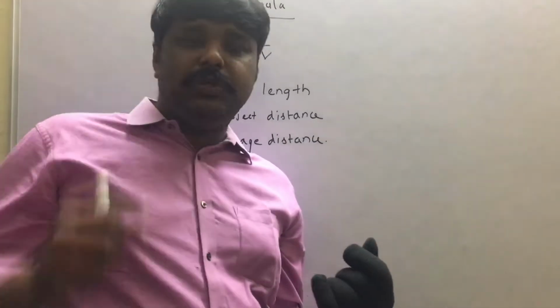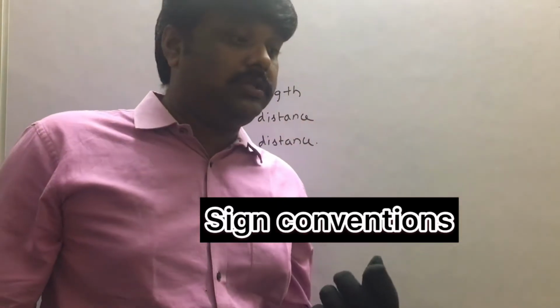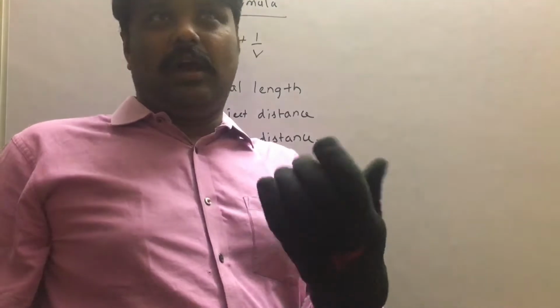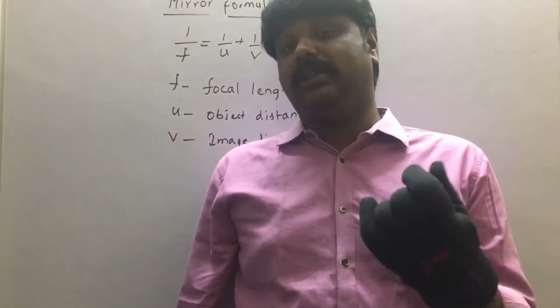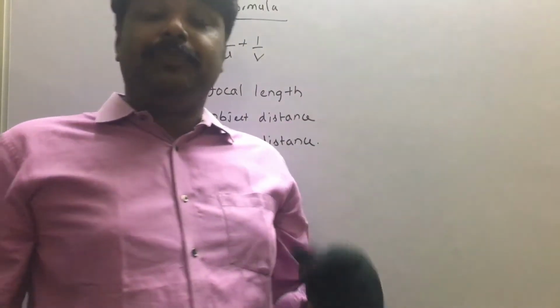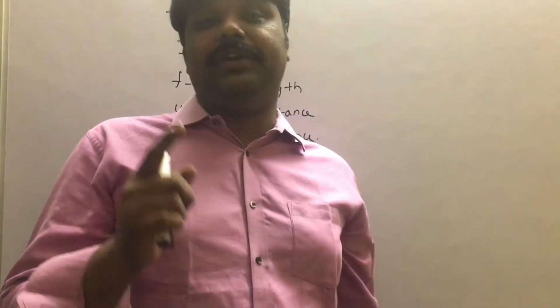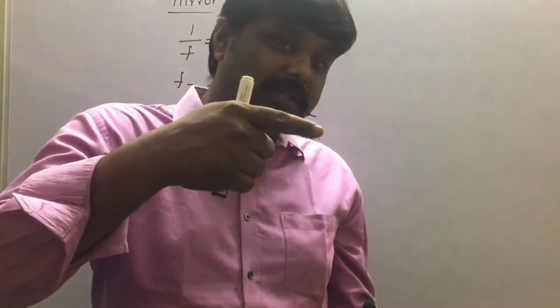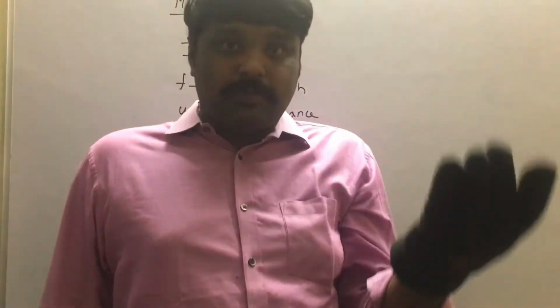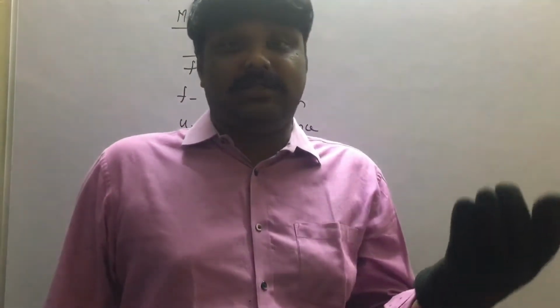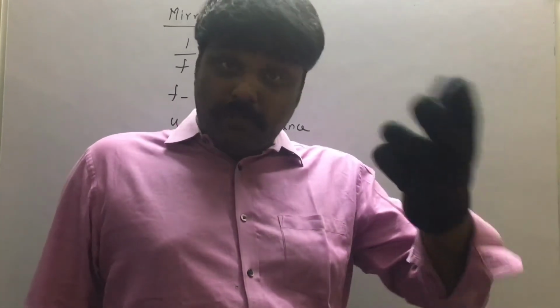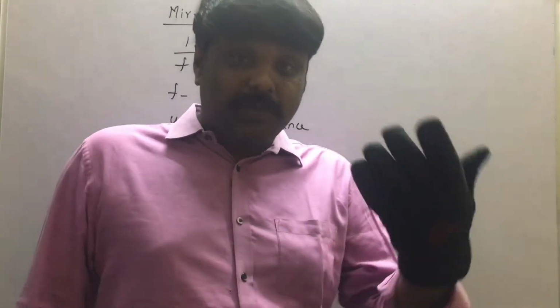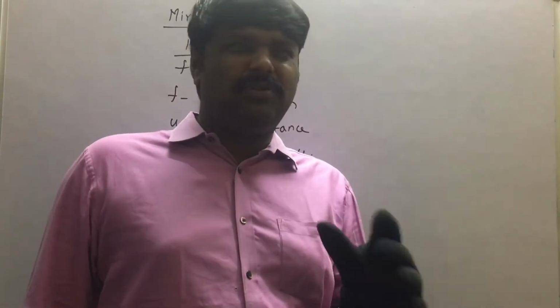Now, by solving the numericals, we have come across the sign conventions. We have seen some rules for sign conventions. Number one, all the distances must be calculated from the pole. Number two, the direction of the incident ray is considered as positive and that of the opposite is considered as negative. And number three, if the object is present above the principal axis, its height must be considered as positive. If it is present below the principal axis, its height must be considered as negative. We have come across these sign conventions.